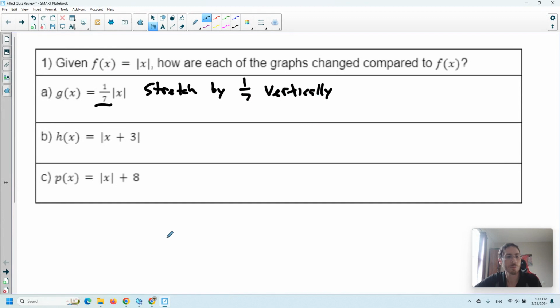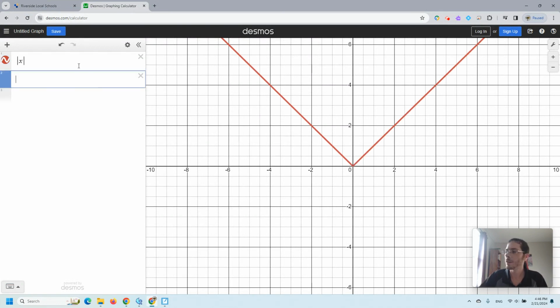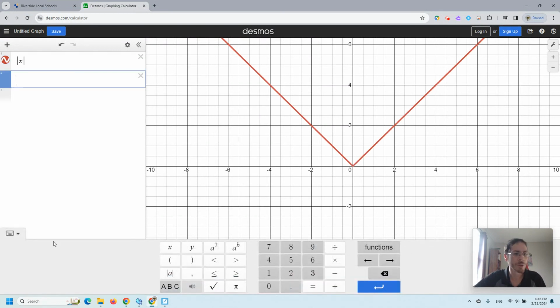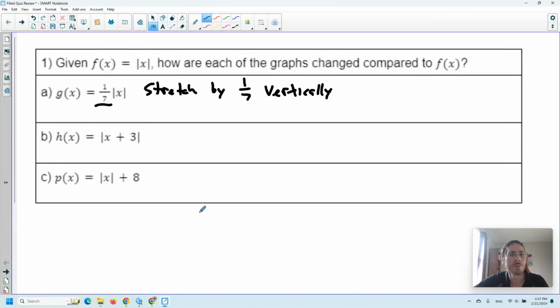If we want to check it out, we can double check it with the graph. So we can type in absolute value of x. And then just to show on the on-screen keyboard, if we want to do the other one, that's 1/7. And then the absolute value bars are just right here. So we'll do absolute value of x. So we can see that, yeah, it gets shrunk down. It gets compressed. Now, again, since I said a vertical stretch by 1/7, I'm stretching by a fraction. So that means it's shrinking. But that's just more of a technical thing.